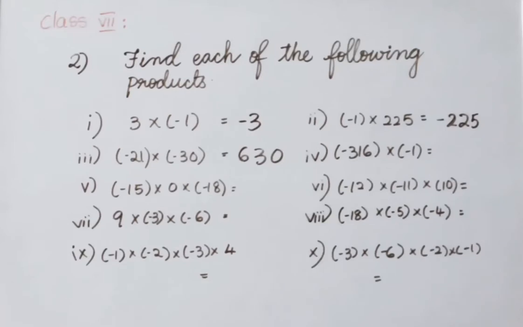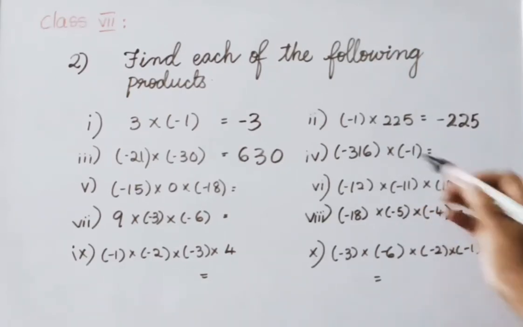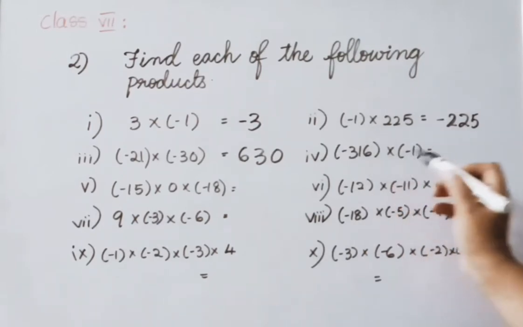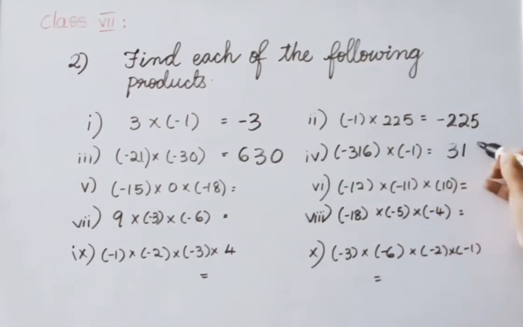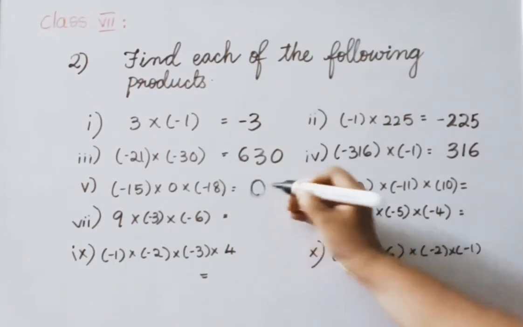See next one, fourth one, minus 316 multiplied by minus 1. Minus into minus is plus, 316 ones are 316 only. See next one, minus 15 into 0 into minus 18. Any number multiplied by 0, answer will be 0.